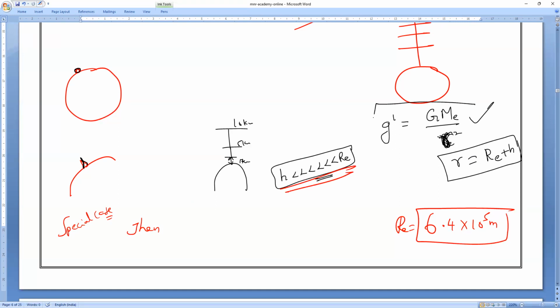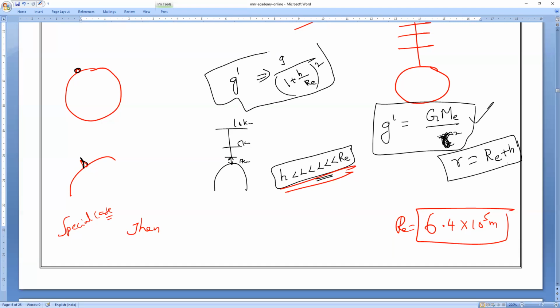This is the common formula which you have to use. G dash is equal to G divided by (1 plus the height above the ground divided by the radius of the earth) whole square. This is the more standard formula for calculating g above the earth. Any doubt, anybody can ask me. Then, if H is extremely smaller, very important, what will happen? G dash is equal to G into (1 plus H by RE) whole square.